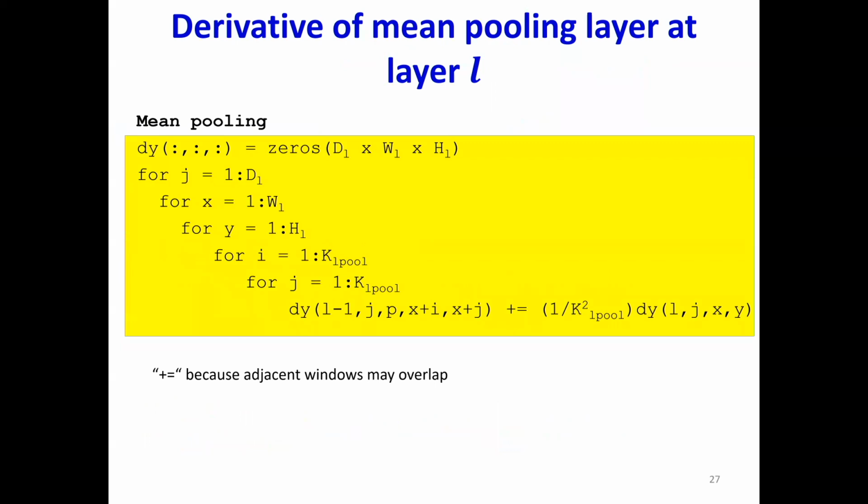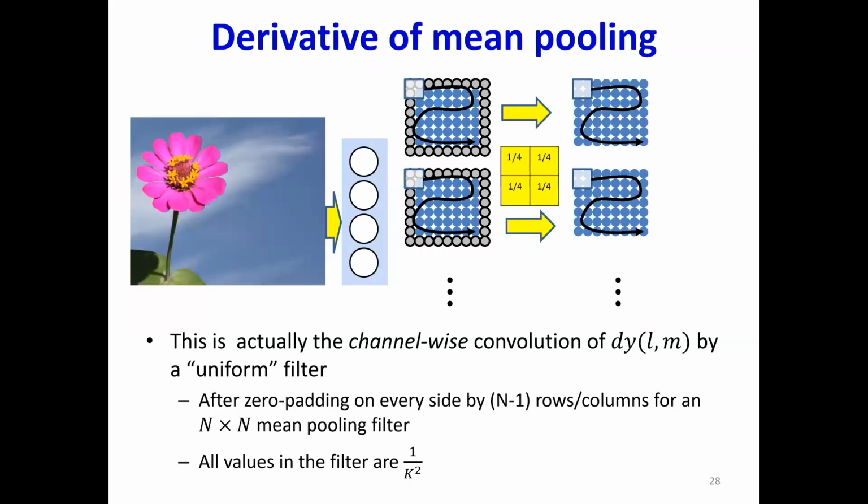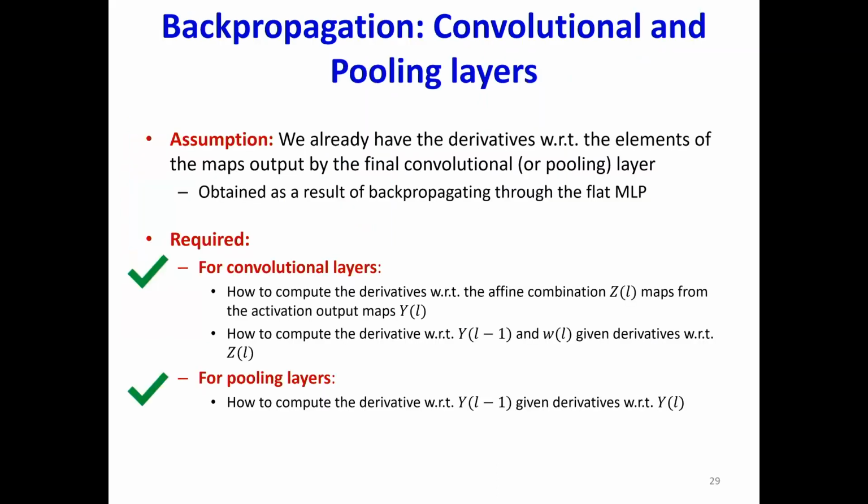But then observe something. Mean pooling is convolution, is it not? What are you convolving with? A kernel that sums to 1. A kernel where all the values are equal. Yeah, 1 over k squared. And so you can use the same trick as before, right? You can pad your z derivatives with zeros all around, and just do this channel-wise. Just perform a convolution channel-wise with a uniform kernel, and you're going to get the same result. And so we know how to deal with convolutional layers and pooling layers.